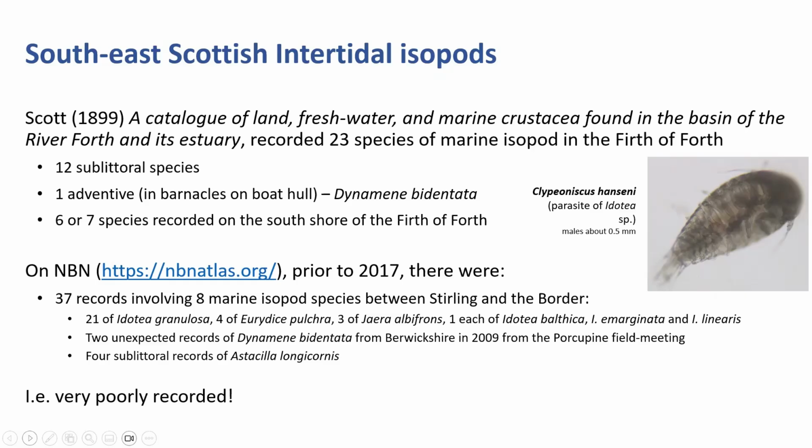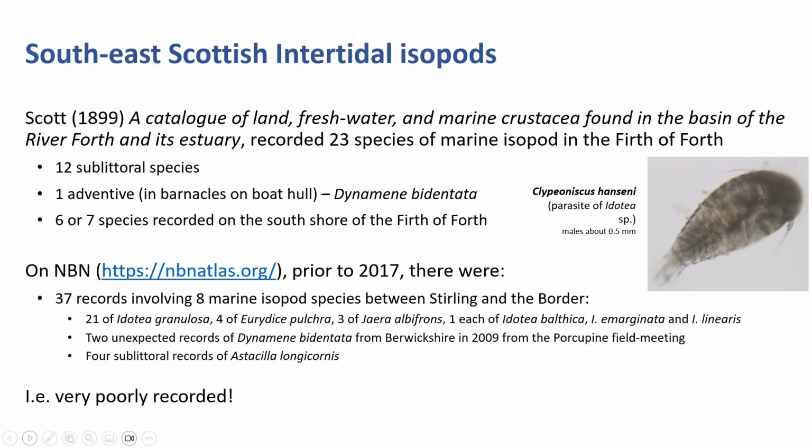But if you were looking at the NBN Atlas online in 2017, you would have seen that in South East Scotland, in the Tweed recorded area, there were 37 records of intertidal isopods between Stirling and the border, involving 8 species. Most of the records were Editia granulosa, which is an uncommon species. A few other species as well.